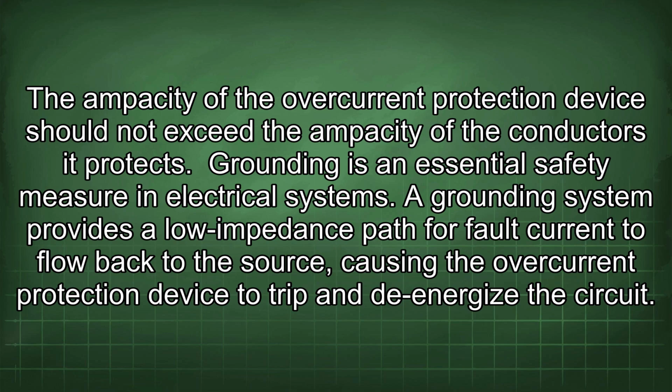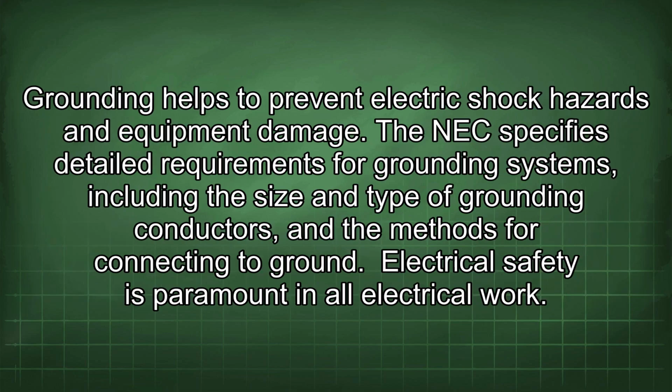Grounding is an essential safety measure in electrical systems. A grounding system provides a low impedance path for fault current to flow back to the source, causing the overcurrent protection device to trip and de-energize the circuit. Grounding helps to prevent electric shock hazards and equipment damage. The NEC specifies detailed requirements for grounding systems, including the size and type of grounding conductors and the methods for connecting to ground.